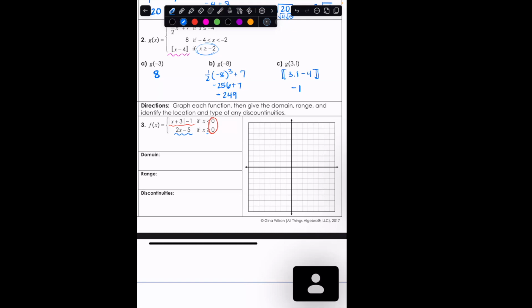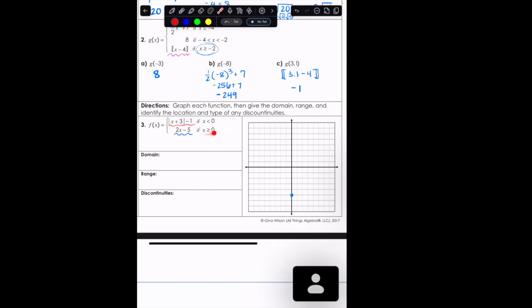So 1, 2, 3, 4, 5. So I have 0, -5. And that's going to be on my graph, right? Because this is, let me erase that so you can see. This has the equal to sign right here. So that means this section of the graph is actually on the 0, and then this one is not going to touch 0. And then there's two ways you can do this.